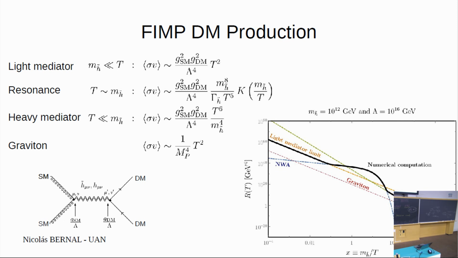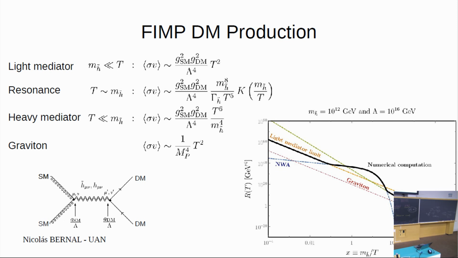However, when the mediator is very heavy with respect to the temperature of the universe, we'll have a case where the sigma v goes like T to the 6, and this will be super interesting because you can see that the annihilation cross section is super dependent on the temperature. And the case where the mediator is super heavy, meaning that the graviton will be the dominant one in this annihilation. So in that case, the cross section will go just like T squared. And the other case is when we are very close to the resonance, meaning when the temperature of the universe is of the order of the mass of the spin 2. And then you have basically this expression.